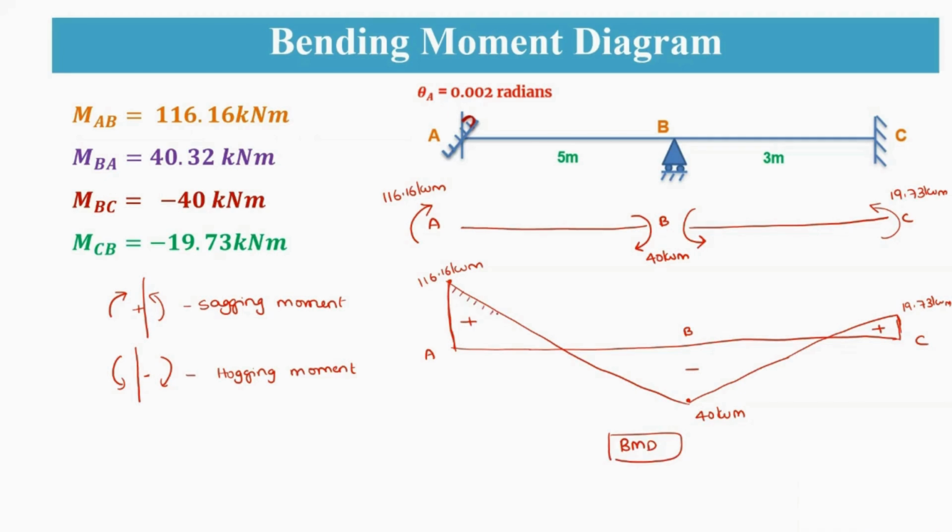As there is no external loading acting on it, the simple bending moment diagram won't be there. Only for the final end moments will there be a bending moment diagram. So this shaded portion is your final resultant bending moment diagram.